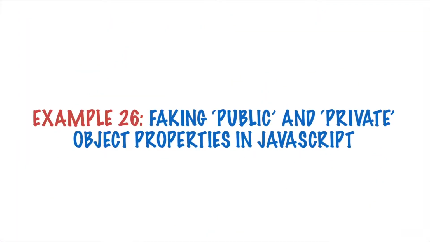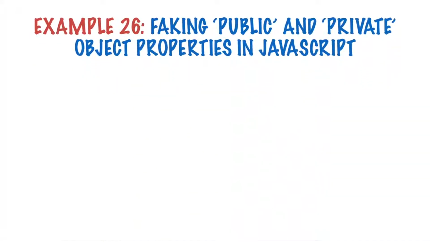Moving on to the next example, example 26 in the source code that's available for download along with this lecture. You can fake public and private object properties in JavaScript.